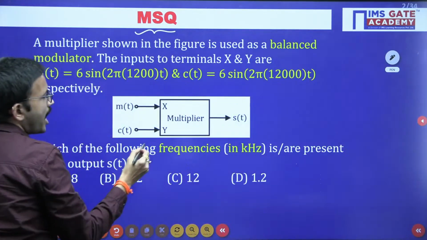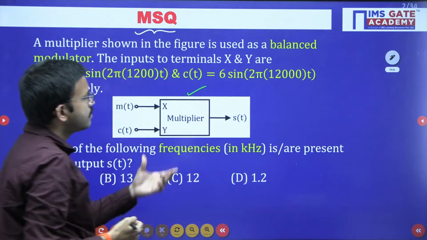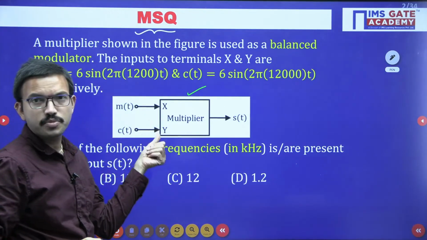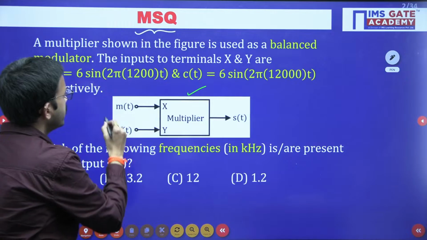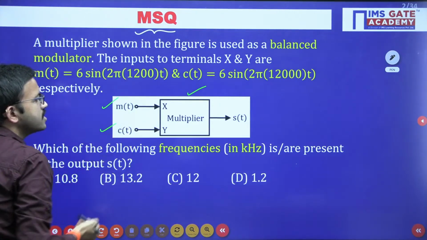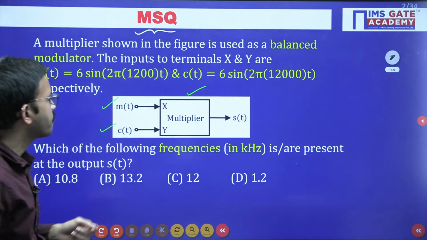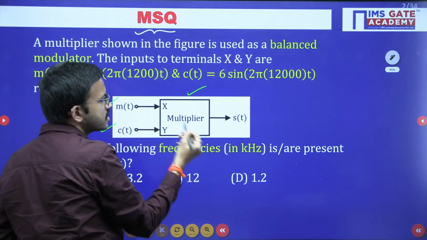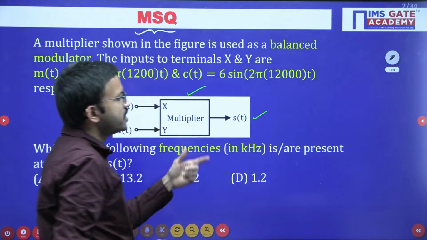Here you have a multiplier with two inputs, X and Y. X is the message signal or modulating signal m(t), and Y is the carrier signal c(t). After multiplying these two signals, we get the output, which is s(t).